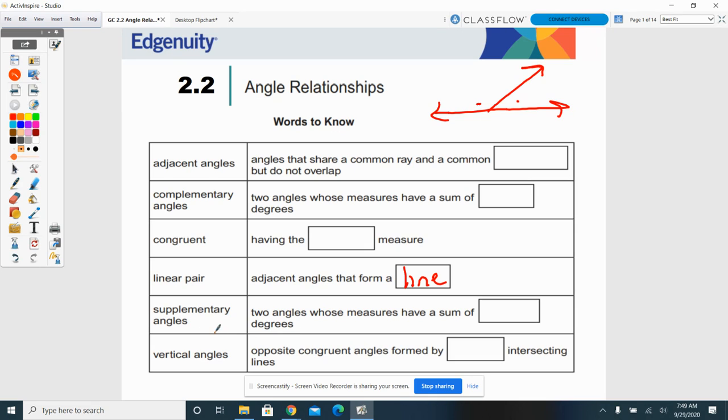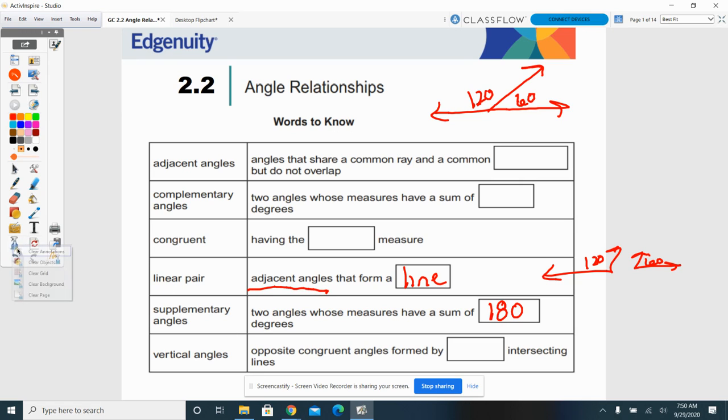These are also supplementary, which are two angles whose measures have a sum of 180 degrees. The difference between supplementary angles and a linear pair is that supplementary angles don't have to touch. They can touch, but I could have drawn these separate like this and this. And these two are also supplementary. If I said this is 120 and this is 60, they're supplementary because they add to 180, but they're not a linear pair because they don't make a line. But these two are a linear pair and supplementary because they have to be adjacent.